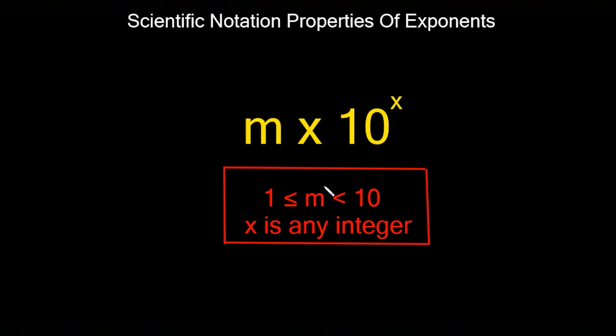If it is not greater than or equal to 1 or less than 10, we are going to have to fix that, and I will show you how to do that. And then x, being your exponent, has to be an integer. So again, you couldn't put like 7.5 for an exponent there. It has to be an integer, right?